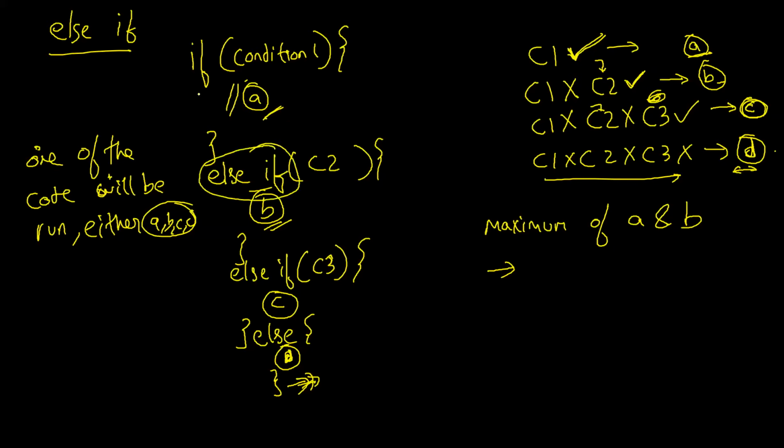If else will also be followed by an if statement. If condition 1 is true, then A will be executed. If it is false, then else if will come here, and C2 will be checked to see if it is true or not. If this is true, then B will be executed, and you'll come out of this if else ladder. If this is false, only then the next will be checked. If this is true, then it will be run, and everything will come out. And if this is also not true, then the else part will be run, that is D. Are you getting it?